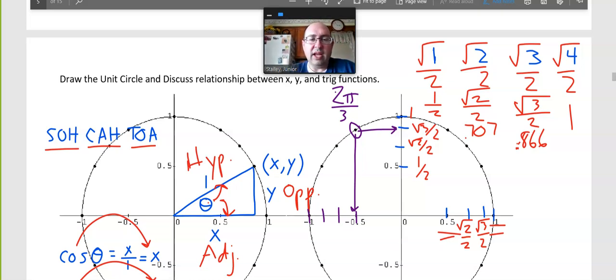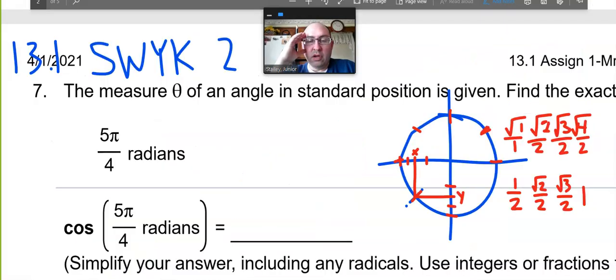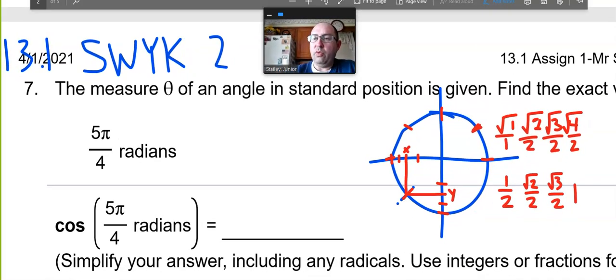Those kind of questions will get asked in the Swyk, so let me zoom onto that and show you those. So here we are, we found 5 pi over 4. We counted around the circle. We start out with 0, 1 pi over 4, 2 pi over 4, 3 pi over 4, 4 pi over 4, 5 pi over 4. So we're down in quadrant 3. You can see that I've drawn lines to the x and the y, and the x and y are both negative down there.